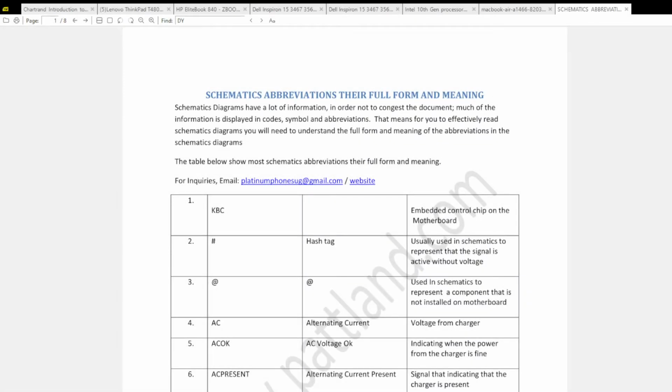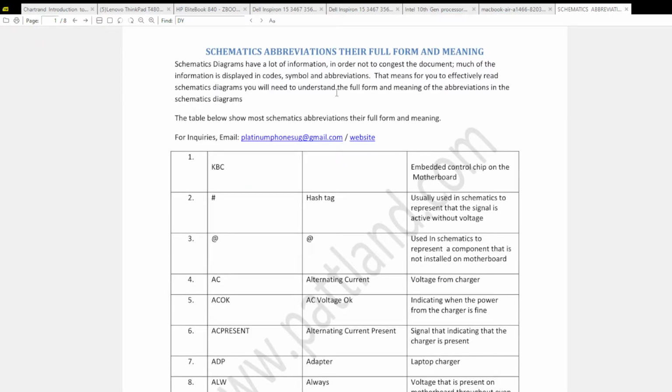In this video, we are going to talk about schematic abbreviations, their full form, and their meaning. Now, schematic diagrams have a lot of information, and in order to prevent congestion in the schematics, most of the information is displayed in codes, symbols, and abbreviations. That means that for you to fully and effectively understand schematics, you must understand the meaning of these abbreviations.